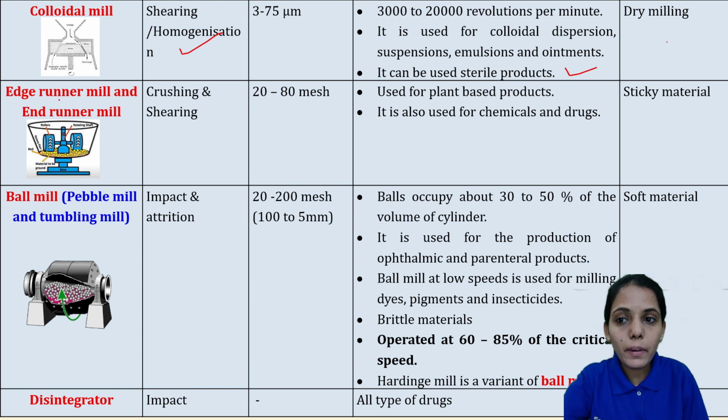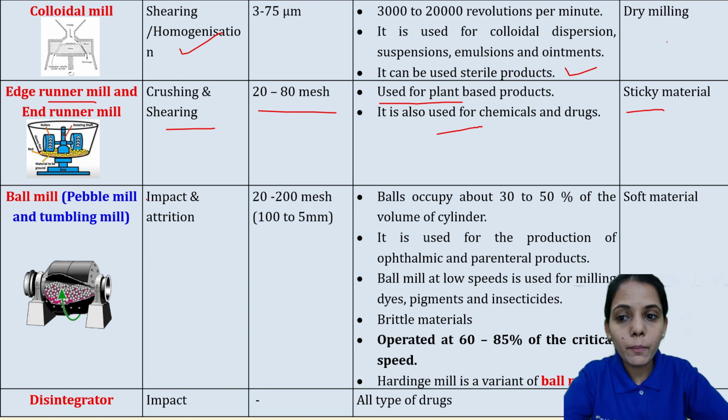Next is edge runner mill, end runner mill. Crushing and shearing is the principle. The particle size which can be obtained is 20 to 80 mesh. It is used for plant-based products. It is also used for chemicals and drugs, but not for sticky material. We cannot use this for any sticky material.